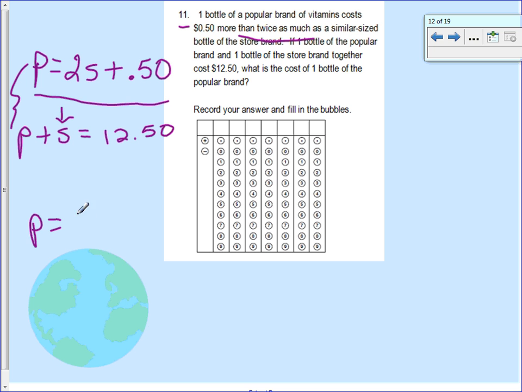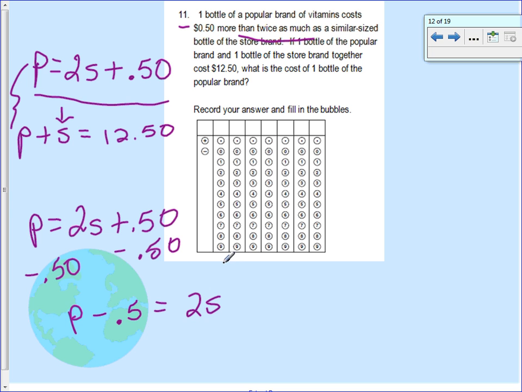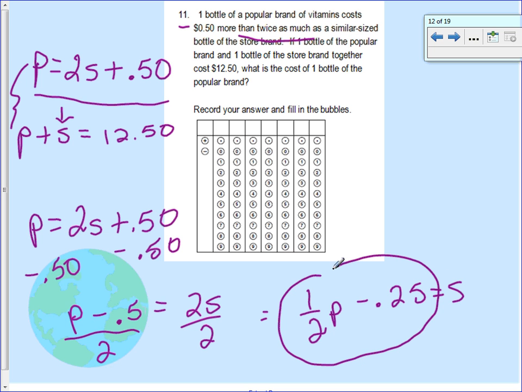So I have P equals 2S, that's an S, not a 5, plus 50 cents. I'm going to subtract 50 cents on both sides. So I have P minus 0.5 equals 2S. Then what do I do? Divide by 2. So I have 1/2 P, what's 0.5 divided by 2? 0.25. So 1/2 P minus 0.25 equals S. Now I can take all of this and plug it in.